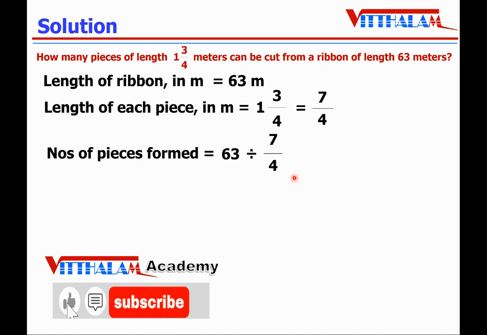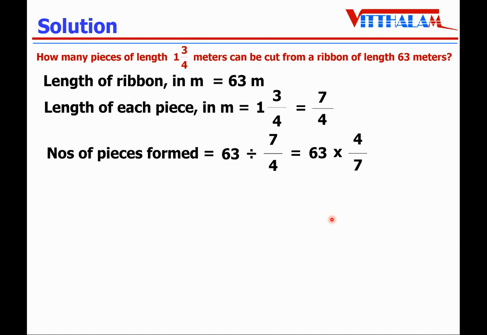Now, we have to do 63 divided by 7 by 4, so 63 will be multiplied by the reciprocal of this, that is 4 by 7. Now 63 into 4 upon 7. Now find out the highest common factor. So 7 ones are 7, 9 sevens are 63. That is equal to 36.